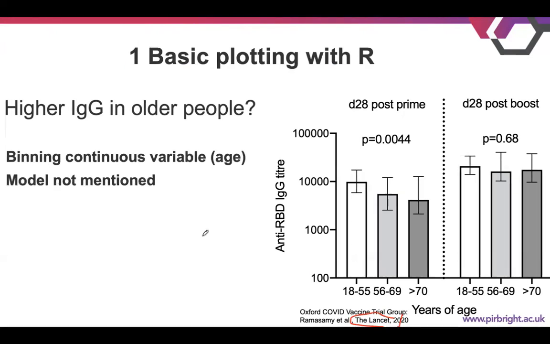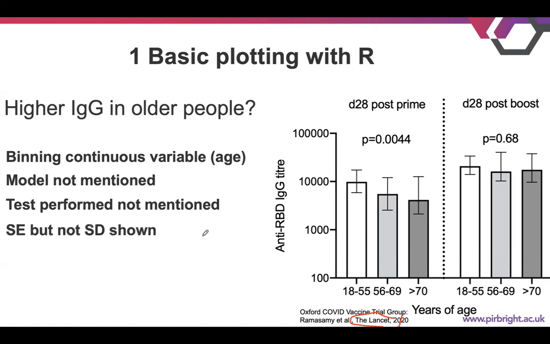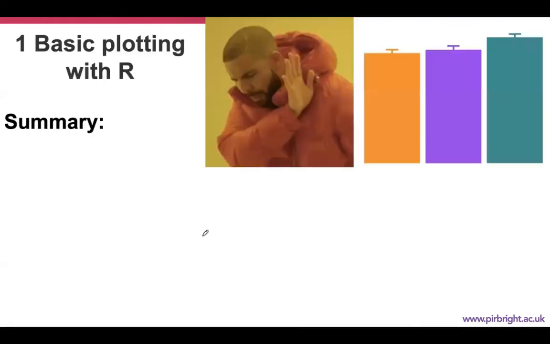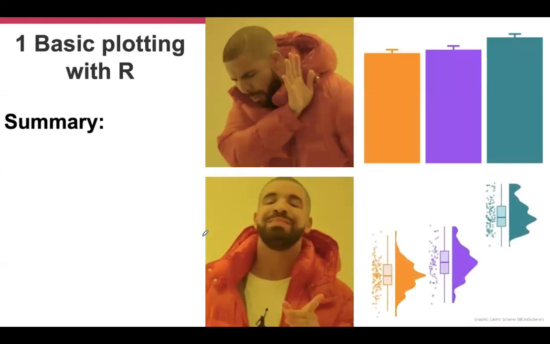The model isn't mentioned. They have p-values here, but what's the model talking about? The statistical tests performed are not mentioned. They just have small p-values dangling over their graphs. The standard error is shown, but not the standard deviation. The number of samples is not mentioned. The y-axis is scaled and cut, as you can see, and the sampling groups could well be imbalanced if we consider the 18 to 55 group together. So, our summary is that we have bad ways of doing things, like our plots up here, and we also have good ways of doing things which are much more effective and much more informative for viewers.